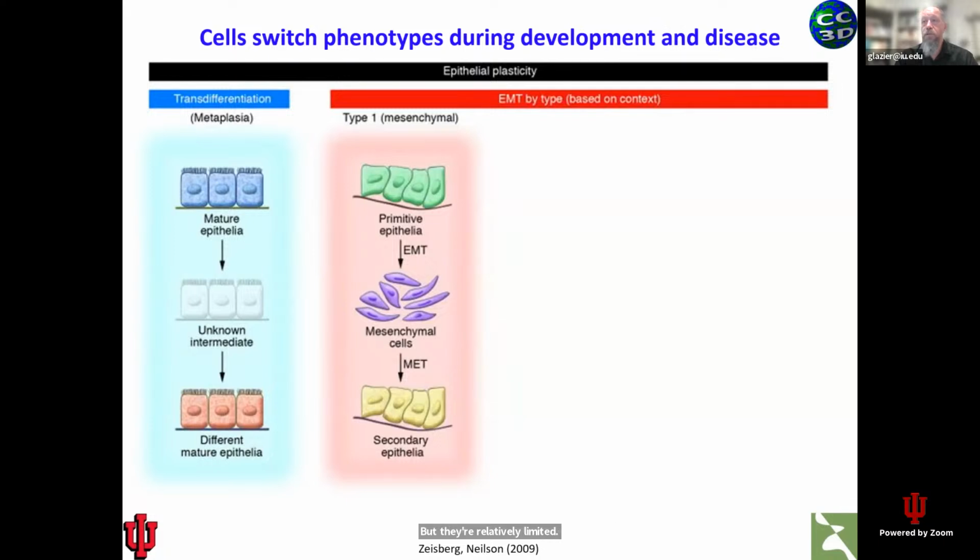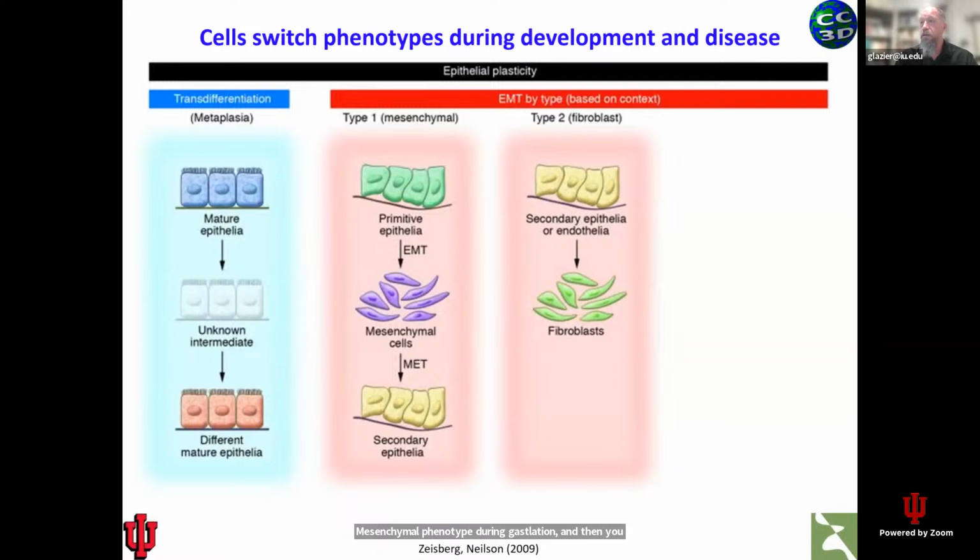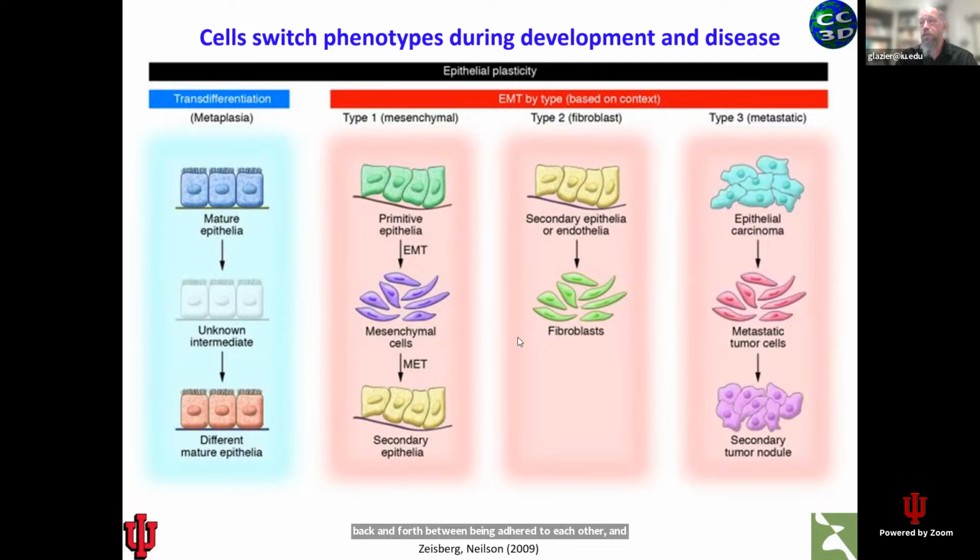So it's pretty often that you'll see something like this in normal development, where you have primitive epithelium, for example, before gastrulation. You have mesenchymal phenotype during gastrulation, and then you form a new epithelium from the same cells. So cells go back and forth between being adhered to each other and being more loosely coupled to each other. And this is something that happens pretty often in cancer.